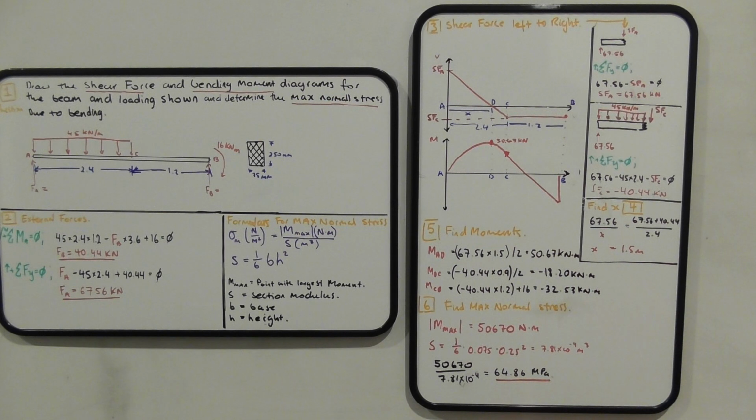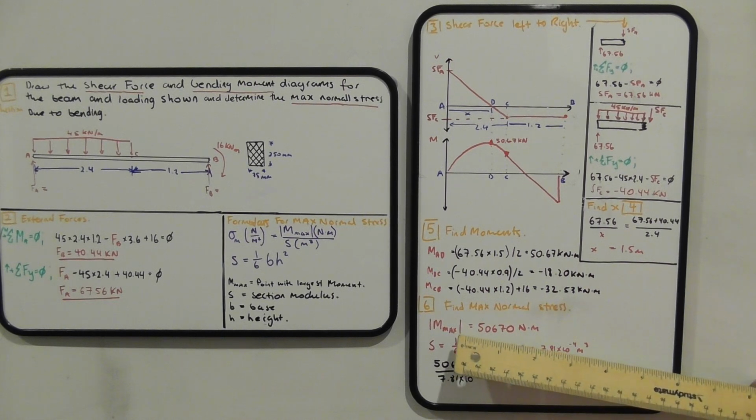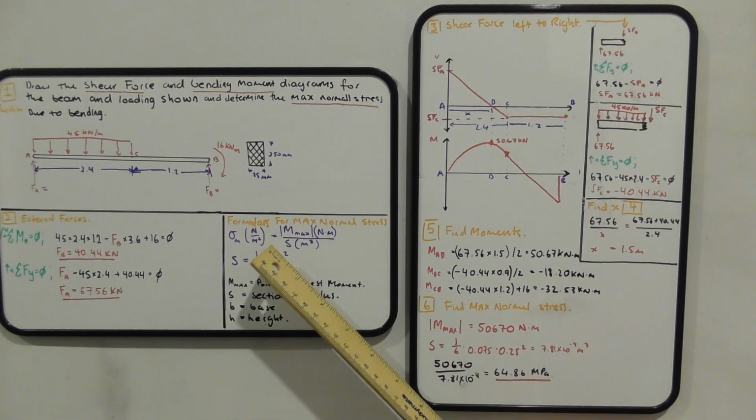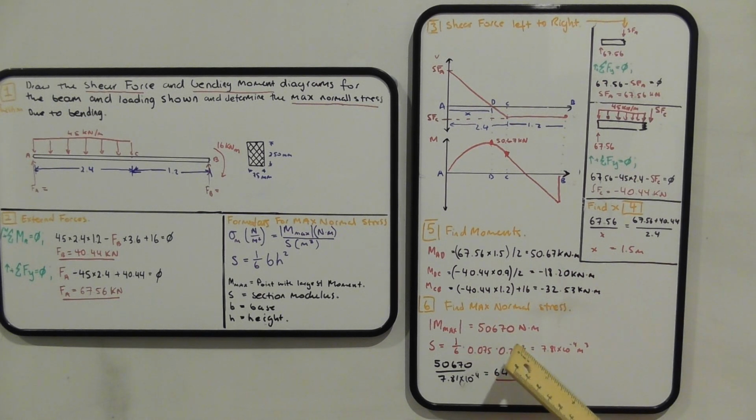Now we need to find the max normal stress in order to complete the last part of that question. As we identified, the max moment as per that formula equals 50,670 newton meters. And the section modulus is 7.81 times 10 to the negative 4 meters cubed. When we put these into that simple formula, we get 64.86 megapascals. Thank you.